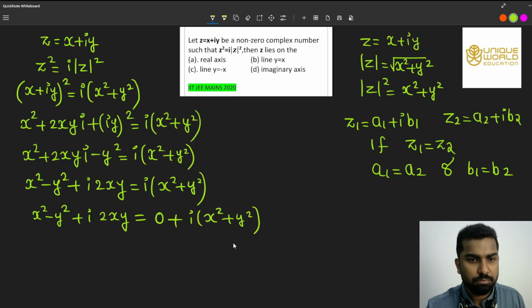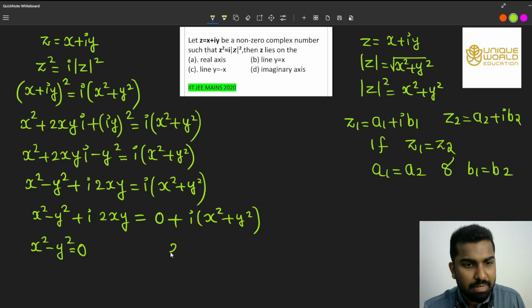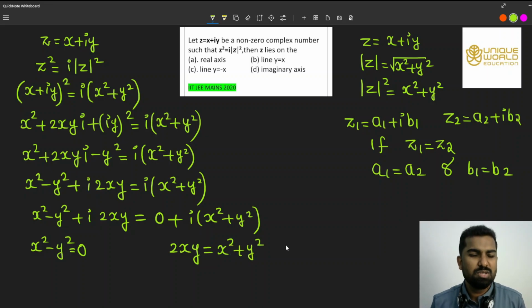That's fine. If two complex numbers are equal, the real part is equal. So here you can write x square minus y square equal to 0. This is the real part, x square minus y square, and in the RHS the real part is 0, so they will be equal to each other. And here I can write 2xy will be equal to x square plus y square also. So then, what's the question?